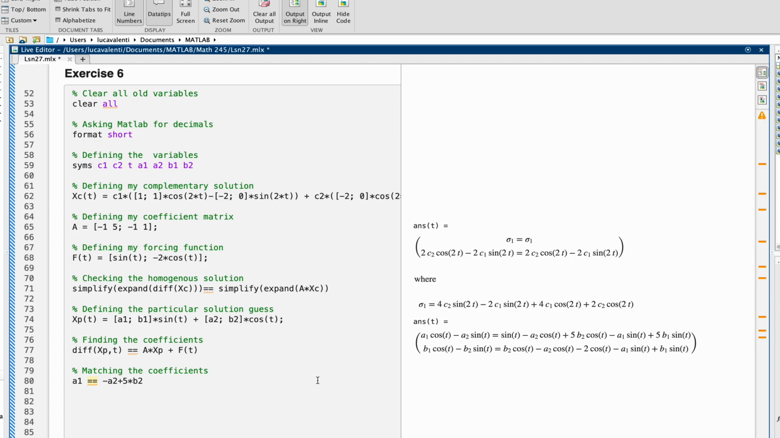And then we're going to look at the coefficients of the sine, so negative a2 is going to be equal to 1 minus a1 plus 5 times b1. And then we're going to look at the bottom, the coefficients of the cosines once again. It's going to be b1 is equal to b2 minus a2 minus 2. And then the coefficients of the sine, minus b2 is equal to negative a1 plus b1.